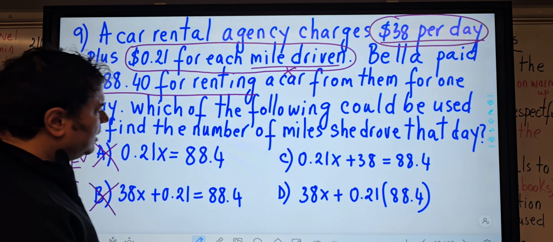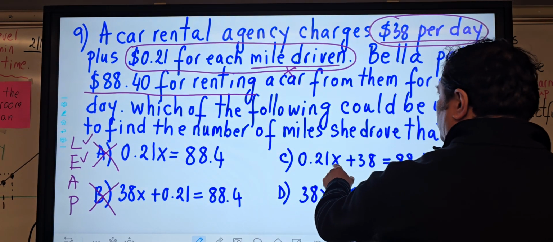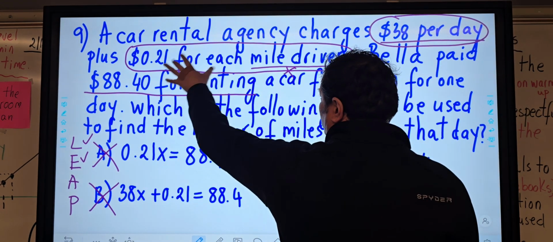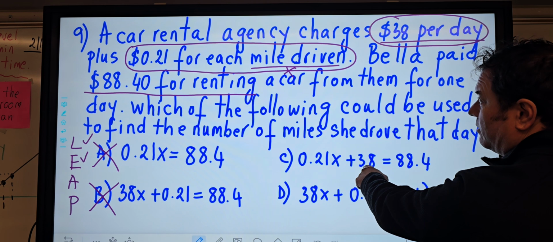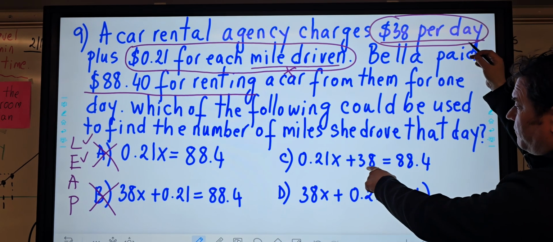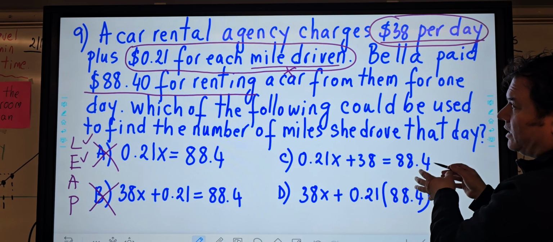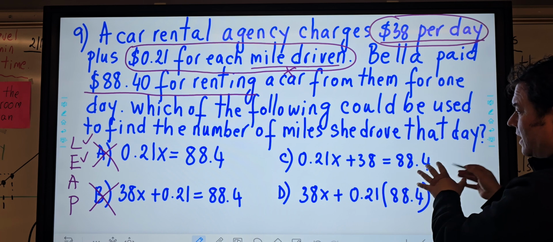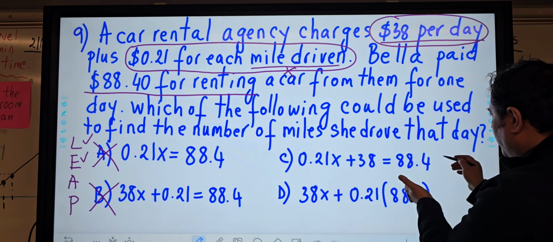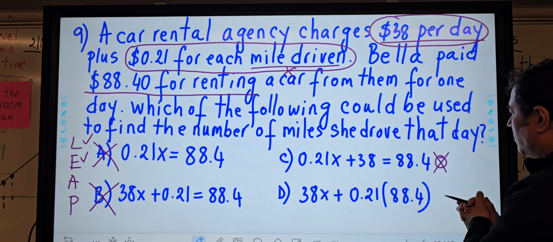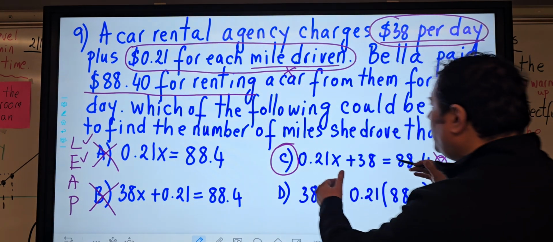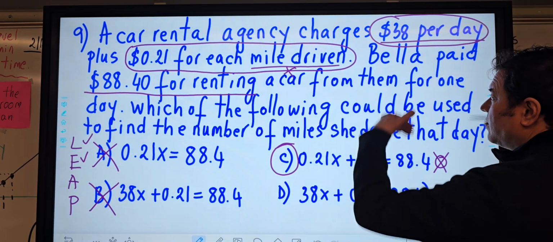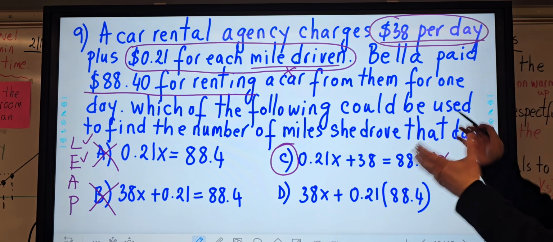All right, so let's look at C. 0.21 times x, that's correct, works great. Plus 38, the charge per day, the fee, equals $88.40. Because that's 40 cents, we don't even have to put the zero, remember? Zero doesn't count after the decimal. So C works. C is the equation that can be used to solve that problem.